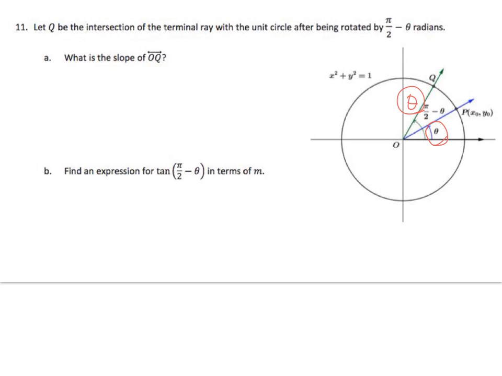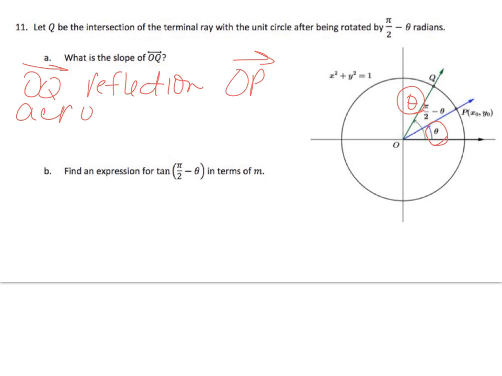So for this one, ray OQ is the reflection. This one's always hard to figure out, but it's the reflection of ray OP across the line y equals x, which I'll draw in there. Y equals x cuts that in equal parts. So if you looked at it, the coordinates of Q are y, x. Yes, I did those backwards, but that's the coordinates of Q.